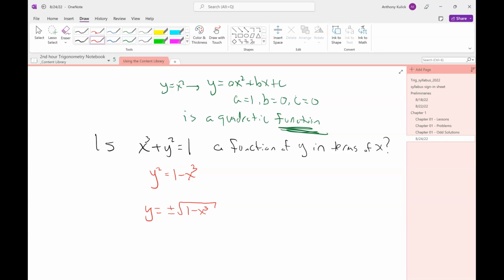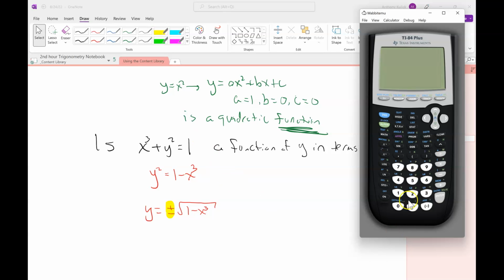Now, what's the problem with trying to type this into your calculator? The plus or minus part. Do we have a plus or minus button on our calculator? No. What can we do, though, instead? Just make it into two equations. Very good. So we can write this as the square root of 1 minus x cubed. And then we can use a second line to make it negative square root of 1 minus x cubed.